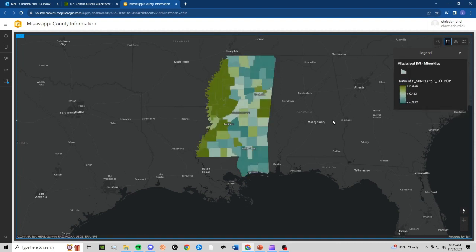So the ratio of minorities to the total population can be seen here. 30% of the counties in Mississippi have minorities as roughly half or more of their populations. And you can see that a majority of them are on the western side of Mississippi. Roughly 50% of the counties in Mississippi have minorities as 40% or more of their populations. And let's go ahead and take a look at the elderly population in Mississippi.